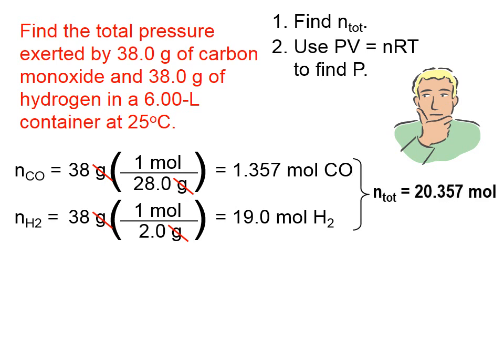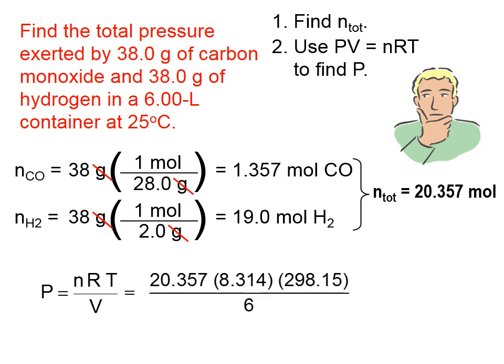If we add those up, we get the total number of moles of gas in the mixture. So let's use the ideal gas law and calculate the total pressure. N is 20.357. It doesn't specify in the problem what the unit should be for pressure. Therefore, that gives us a little freedom to choose the value of R however we wish. So I'm going to use this one, 8.314, which means that our pressure is going to come out in kilopascals.